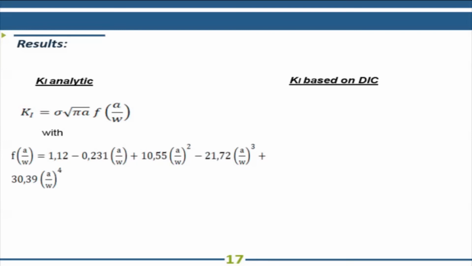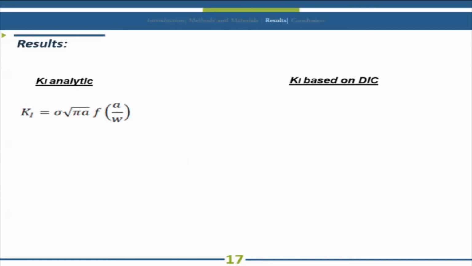The stress intensity factor is related to the mode 1 displacement fields by the presented equation. The formula based on linear elastic fracture mechanics for the stress intensity factor for the center-crack geometry is given by the equation, where F is a correction factor that depends on the geometry of the structure. In our case, this factor is expressed in the following calculation. When calculating the stress intensity based on DIC, we will use the following equation.